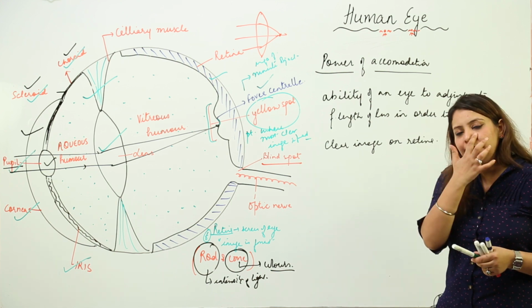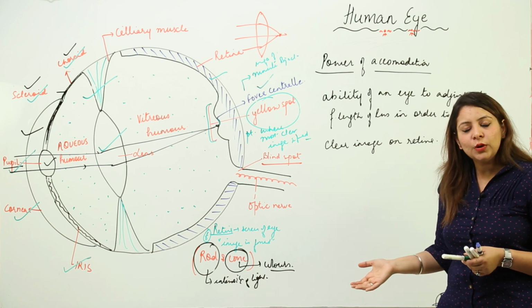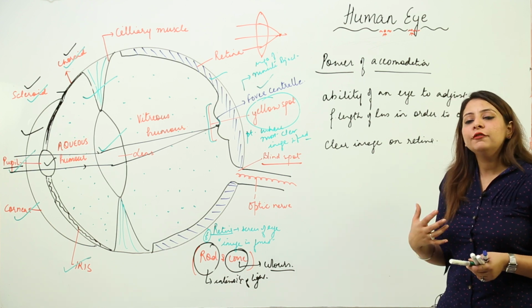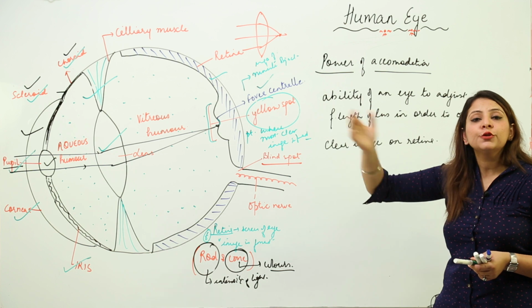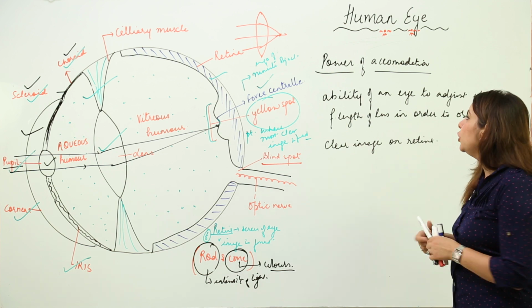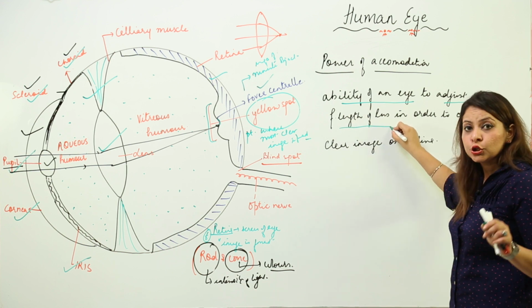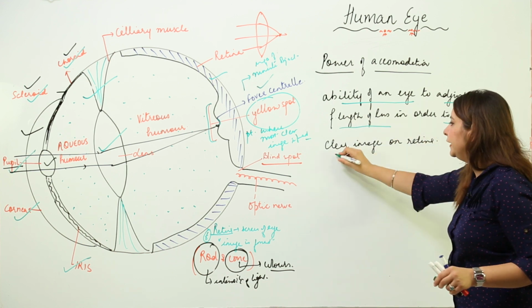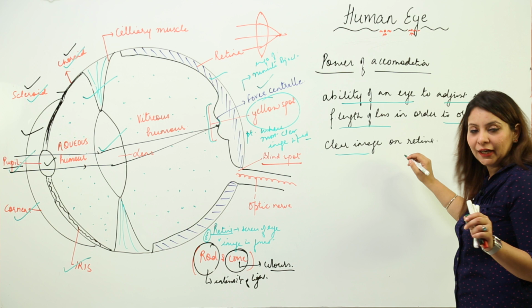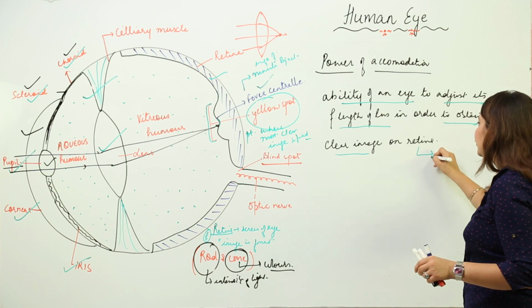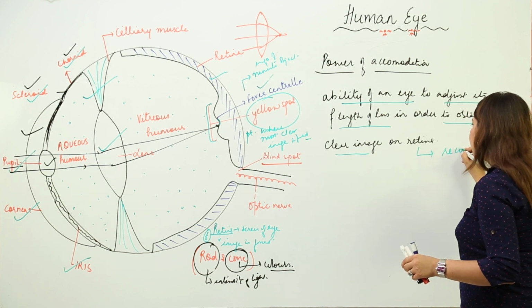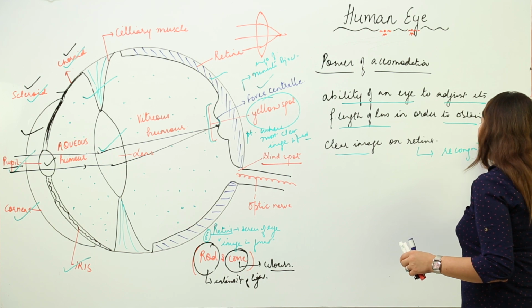As I told you, when we want to see an object which is near to us, the focal length should be small, and if we need to see an object which is far, the focal length should be more. So it is the ability of the eye to adjust the focal length of the lens so that a clear image is formed on the retina, which can be easily recognized by the brain.